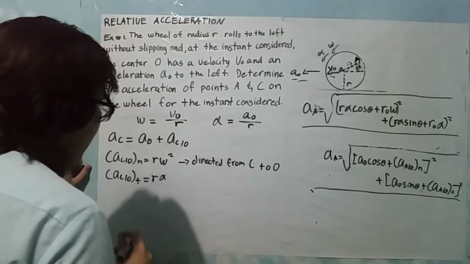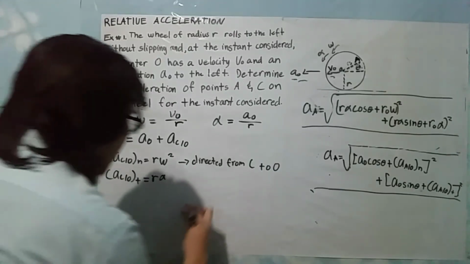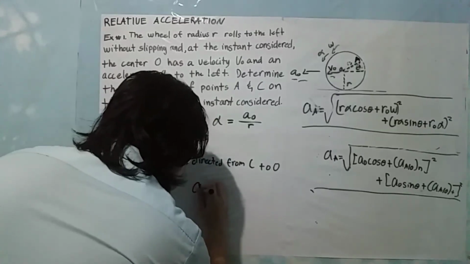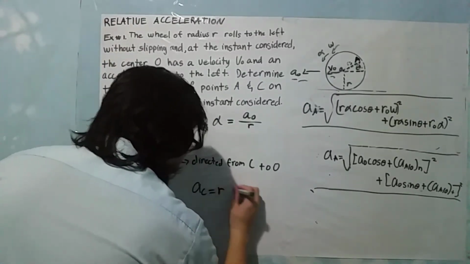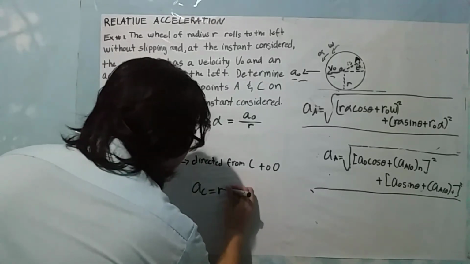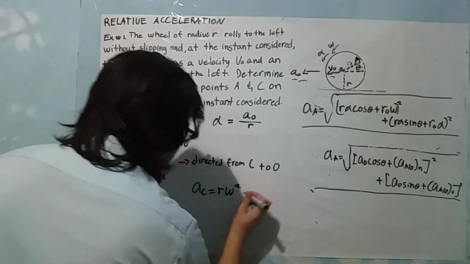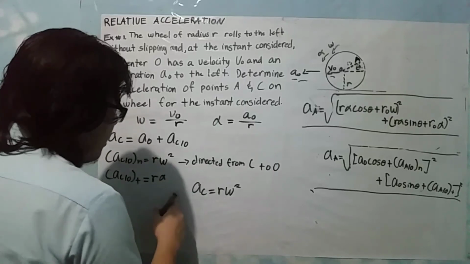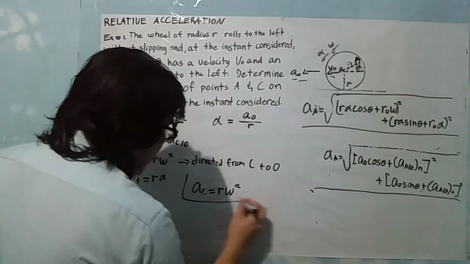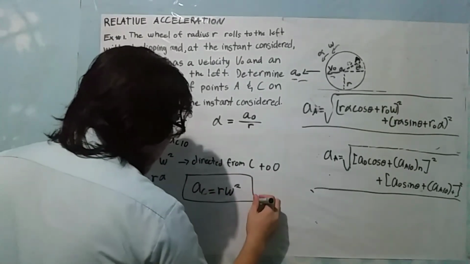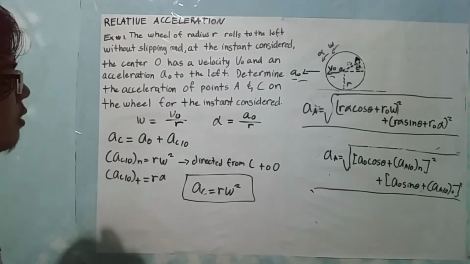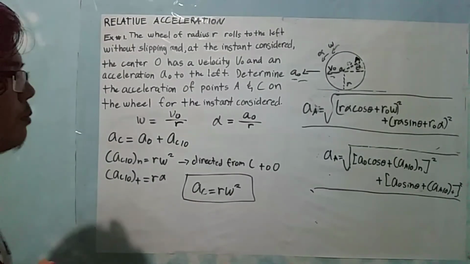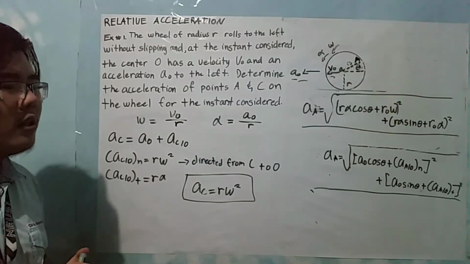Solving this, we will have a final answer for acceleration at point C is equal to r multiplied by omega squared. This is the acceleration at point C. So that is our final answer for example number 1 in relative acceleration.